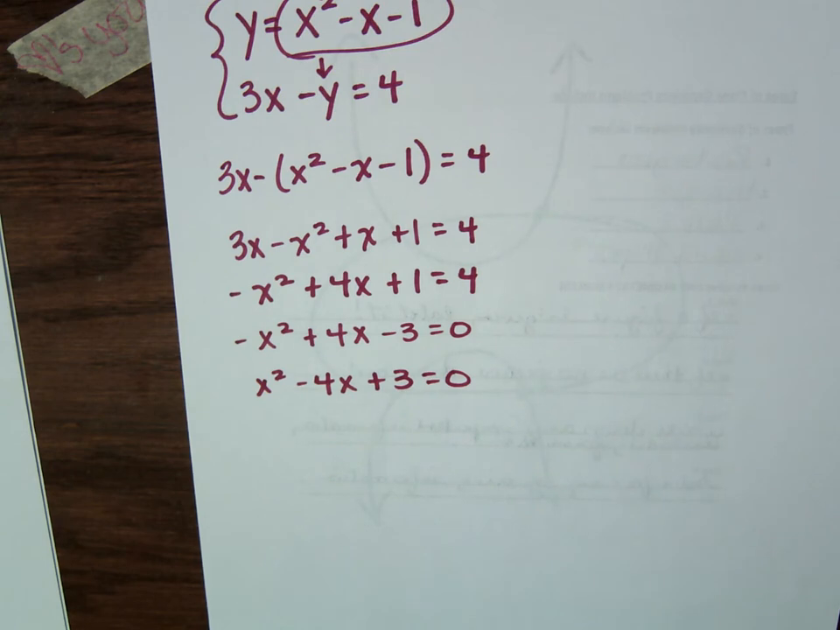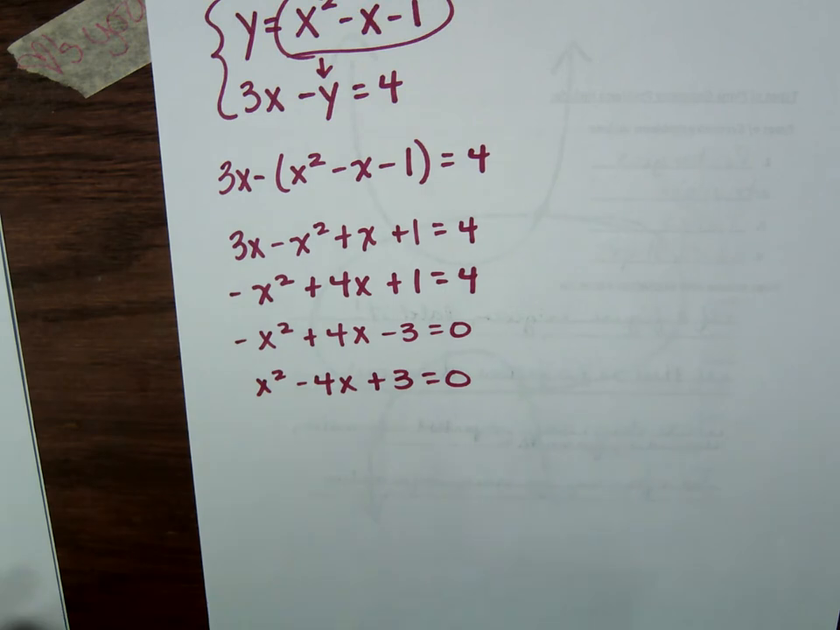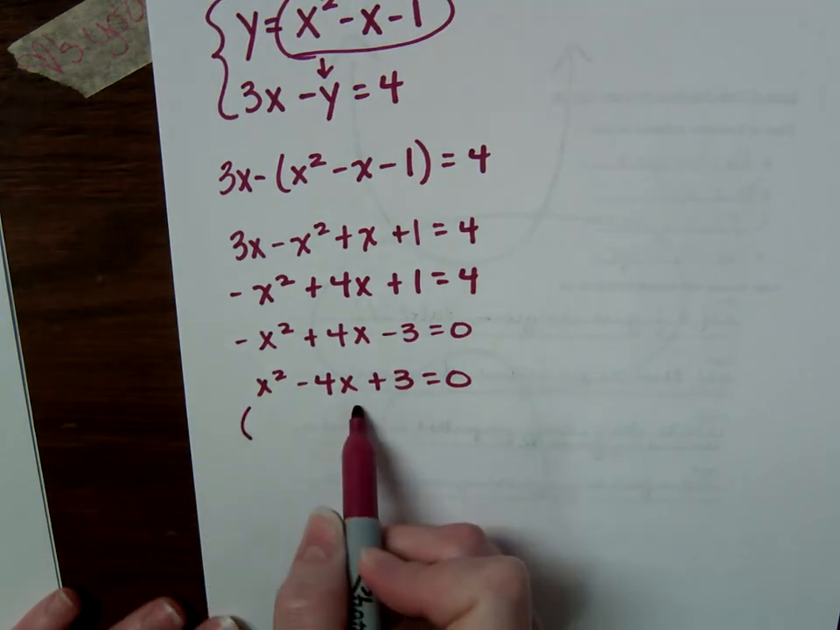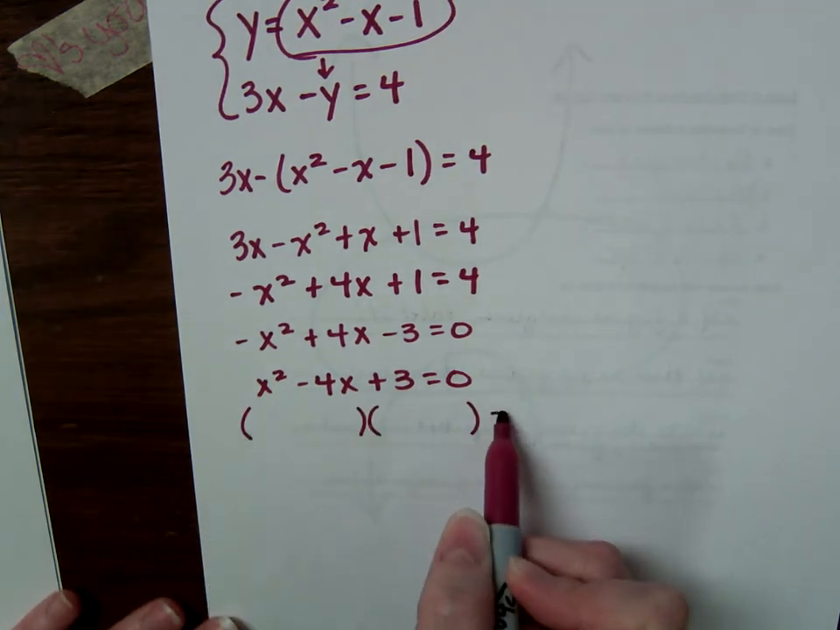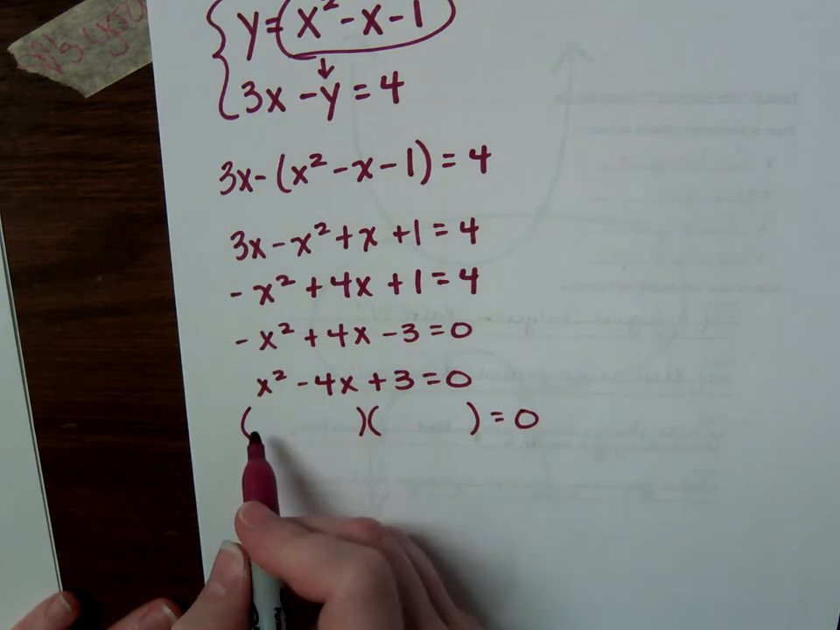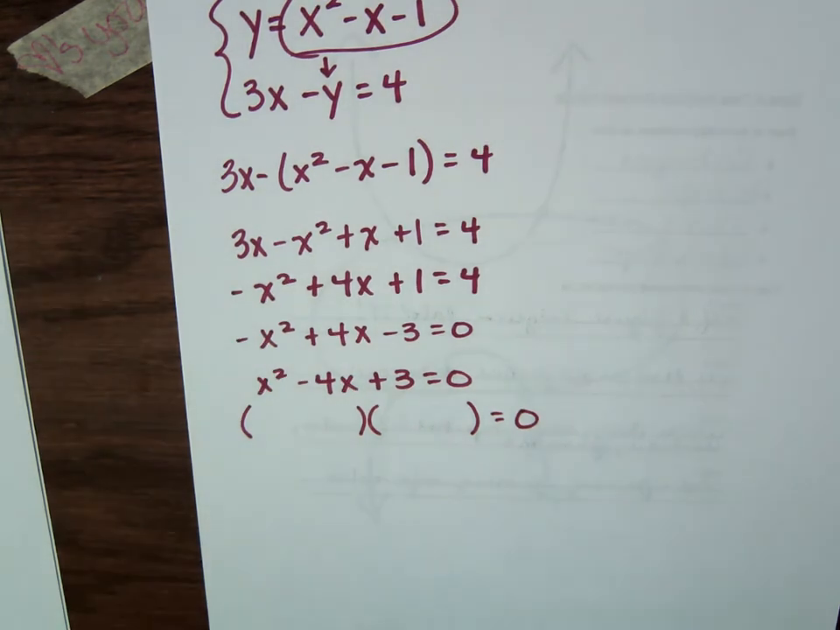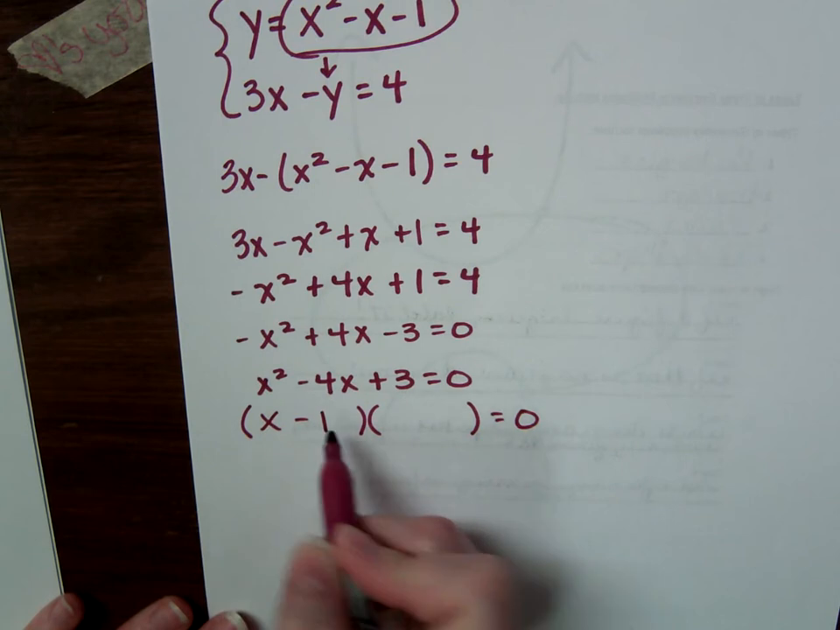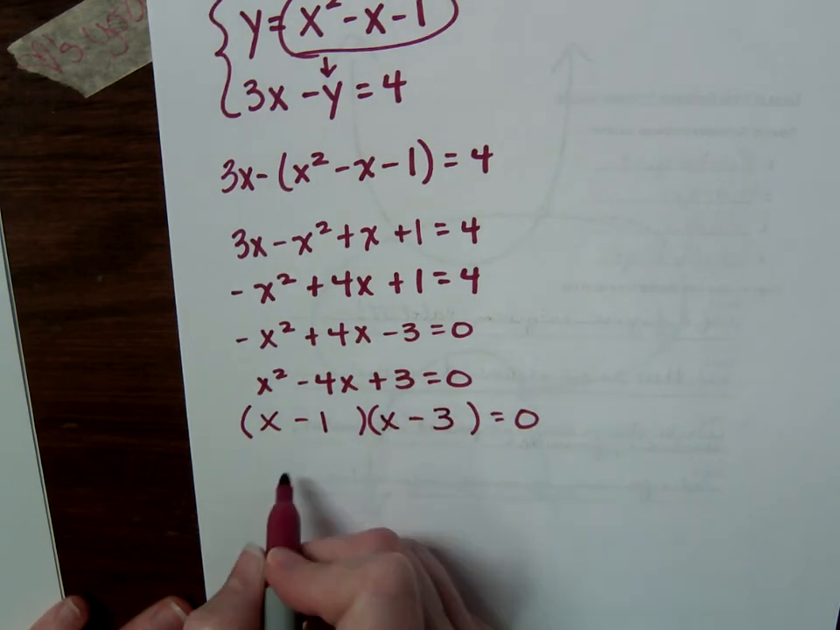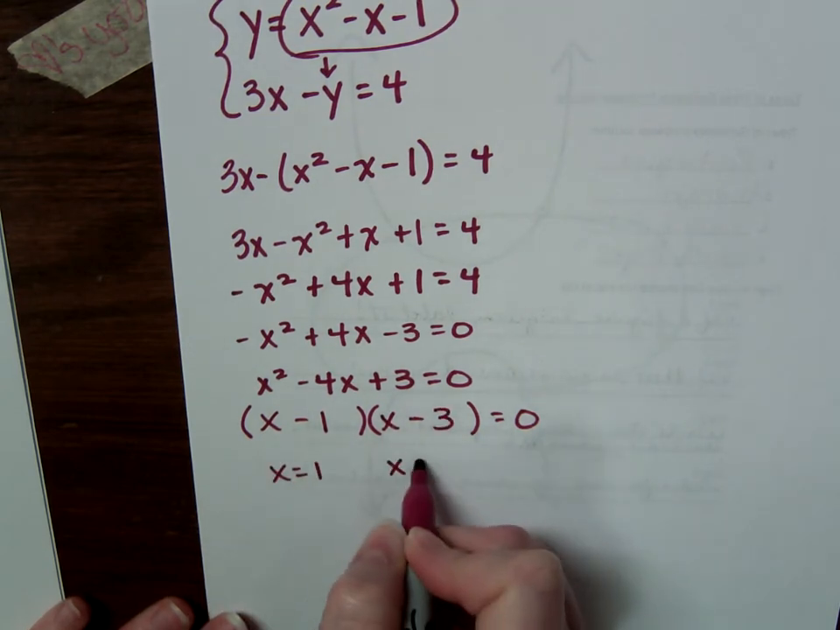Alright, how do you solve a quadratic? Factor. So do you have 2 numbers that when multiplied equal 3 and when added equal negative 4? Negative 1 and negative 3. Yep. So x is 1 and x is 3.